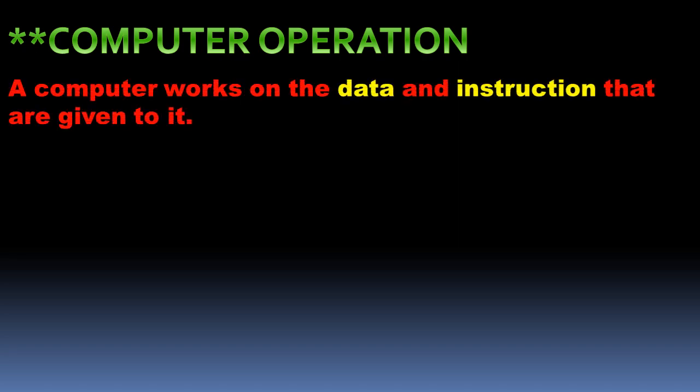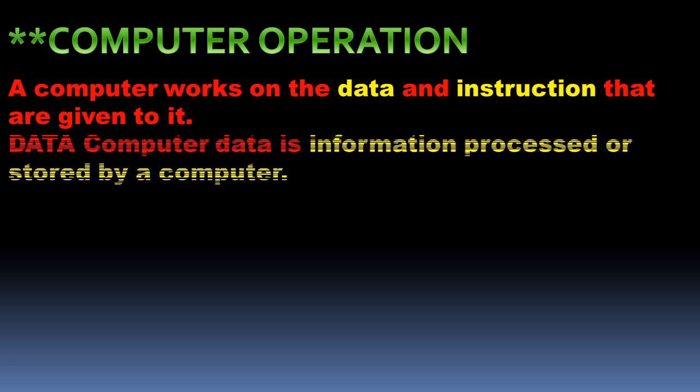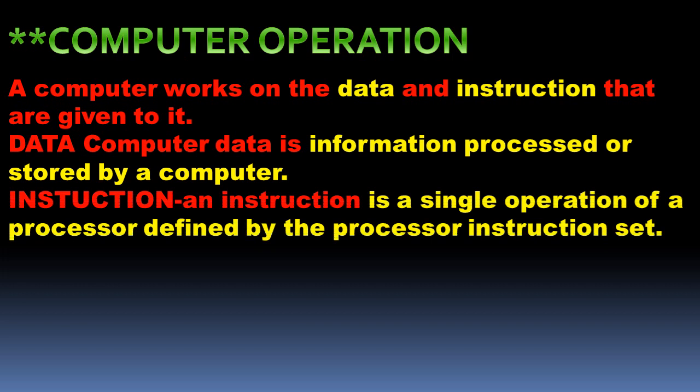Okay, the new topic is computer operation. What is computer operation? A computer works on the data and instructions that are given to it. So, what is data? Data is simply something that contains information. In computers, however, data is the information provided to it in a language it understands and on which it can process. Next one is instructions. Instruction is a set of predefined rules and procedures to process the given data.